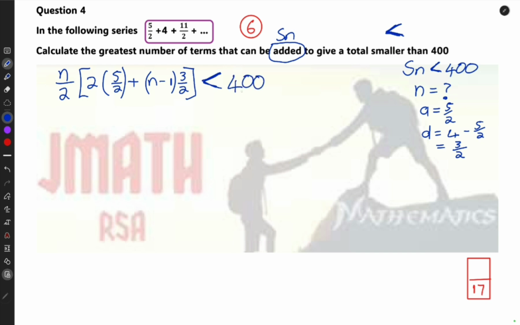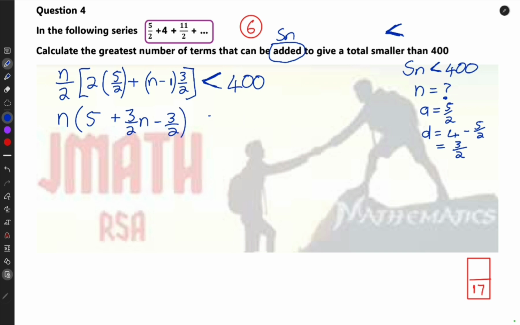Okay, I can see there's a lot of fractions. I am going to simplify, but this 2 in the very beginning is bugging me. So I am going to actually multiply by 2 on both sides and simplify while I'm busy with it. Okay, so I know this is going to be smaller than 800 now. So 2 times 5 over 2, the 2's cancelled, that's just a 5. Now, n times 3 over 2 just gives me 3 over 2n minus 3 over 2, smaller than 800.